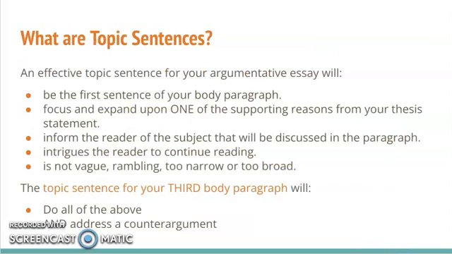Once you have your thesis statement written with your 3 supporting reasons, then you can work on your topic sentences. And so here are some guidelines for your topic sentences. First thing first, they will be the first sentence of your body paragraph. That's important to know. Next, they will focus and expand on one of the supporting reasons from your thesis statement.